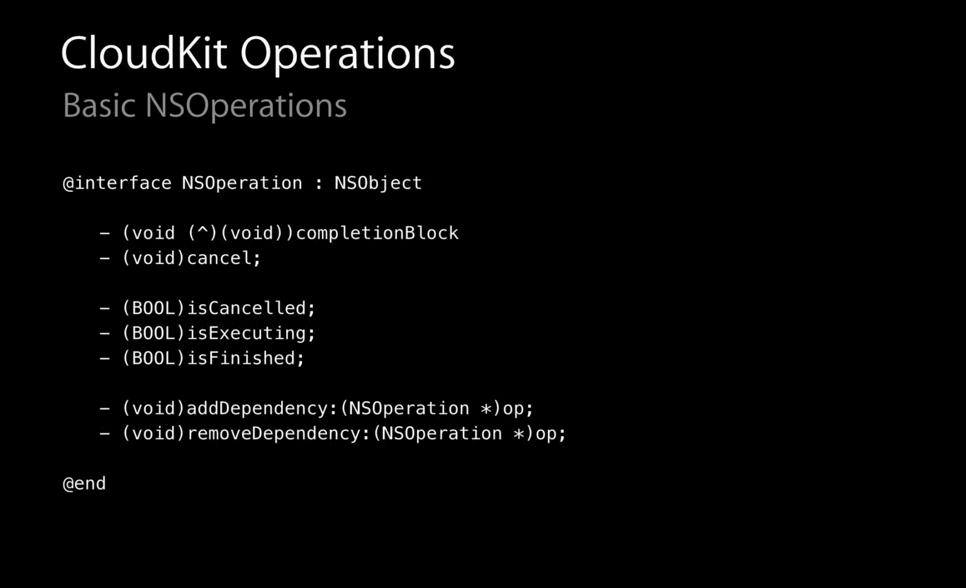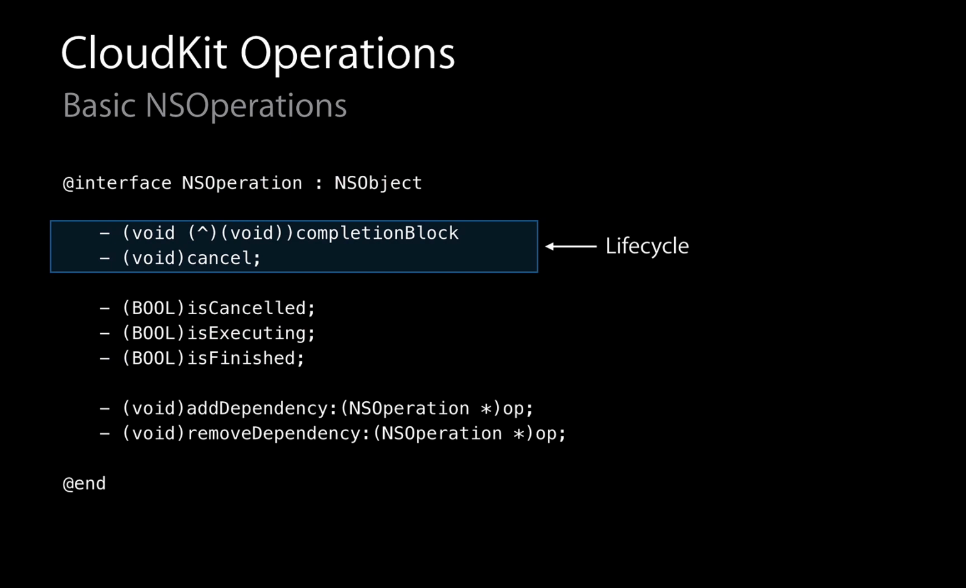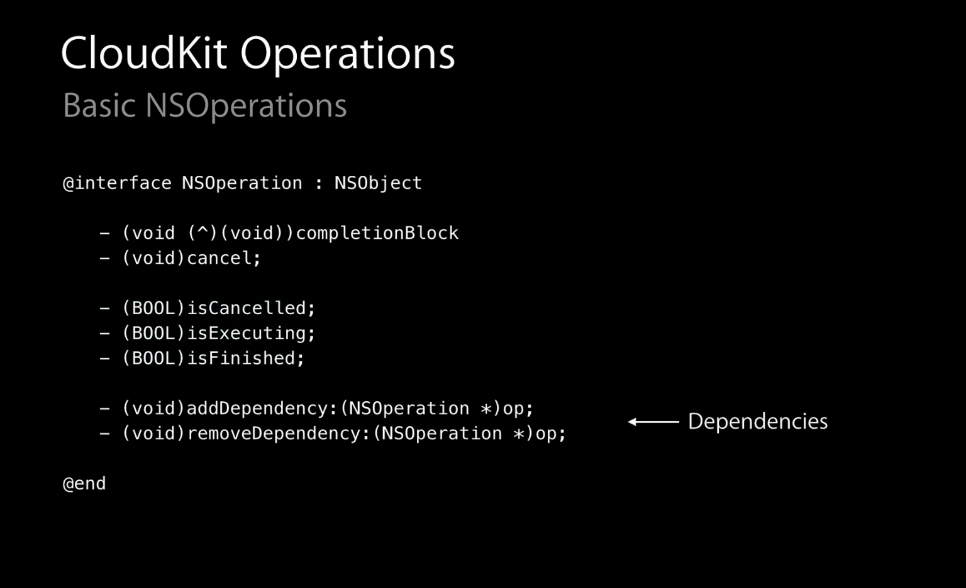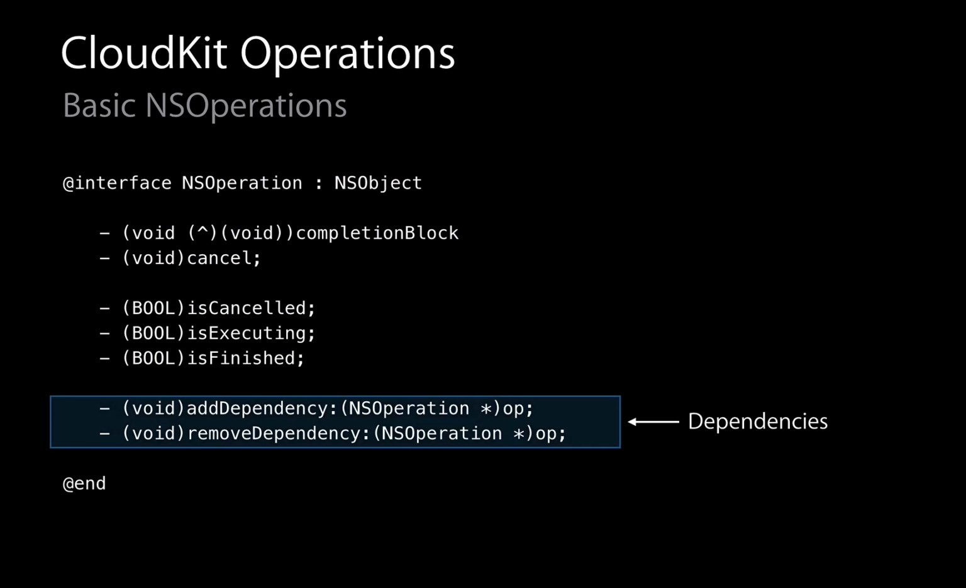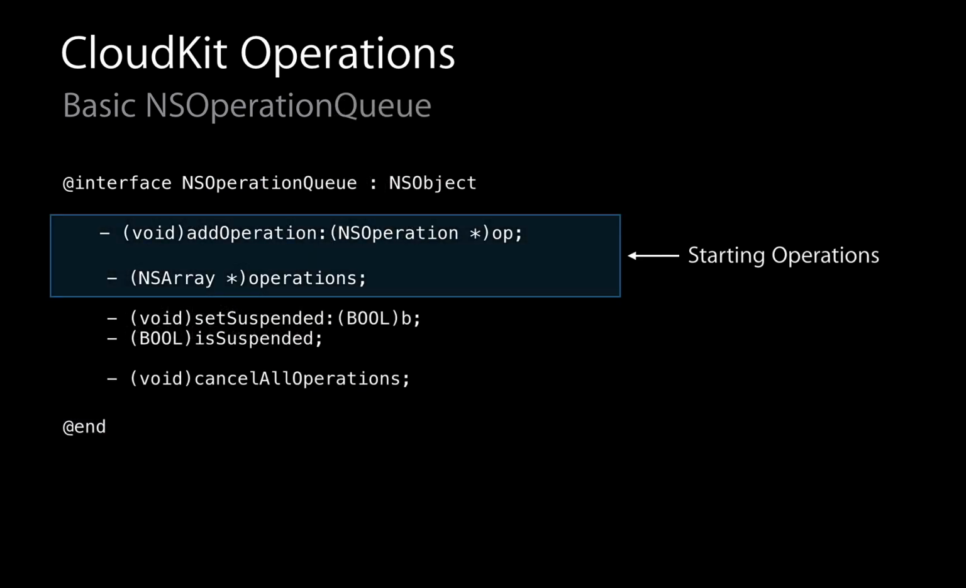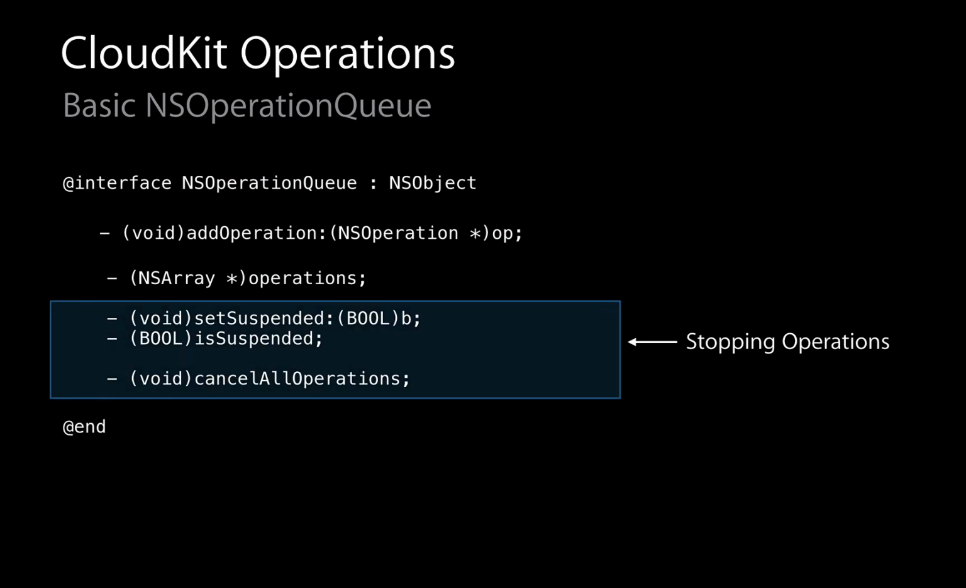Since all of this is built on NSOperation, let's do a quick overview of what the NSOperation class looks like. What we've got in NSOperation is a completion block and a cancel call so that you can manage the life cycle of your operation. We've got a couple of variables that tell you some state about the operation. And NSOperations have dependencies, so you can link two NSOperations together. Once you have an NSOperation, you're going to want to start that operation. And you do that by adding it to an NSOperationQueue. When you have an NSOperationQueue, you can also manage the life cycle of that operation queue. You can suspend it and resume it, and you can cancel the operations in it.